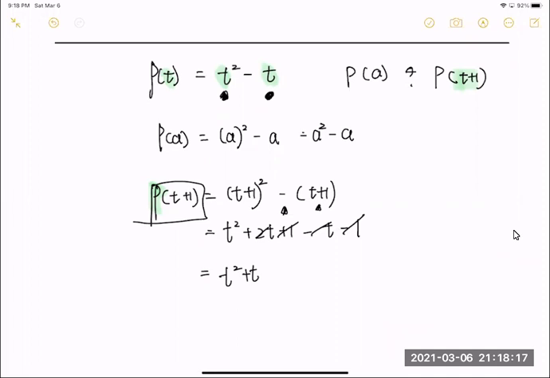Okay, you need to do more exercises to understand what that means, how to evaluate the function if the input is not just a number. What if the input is a letter or the input is another function? We'll talk more about that next time.